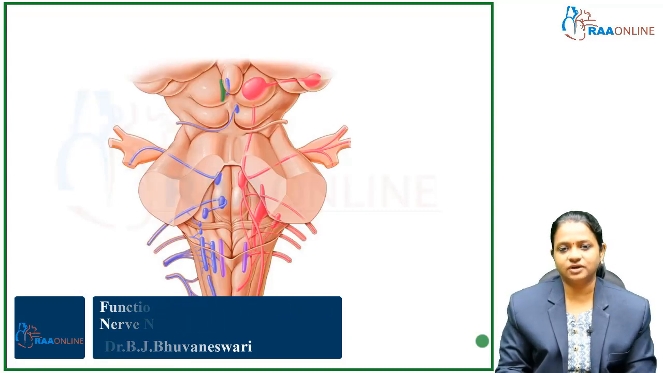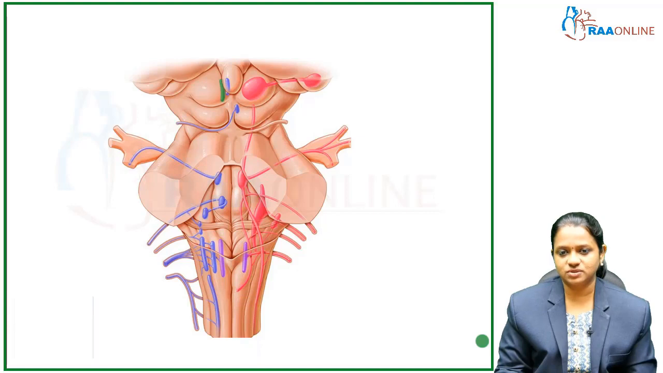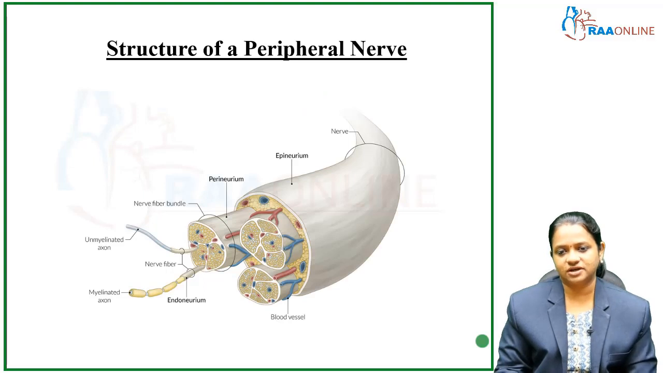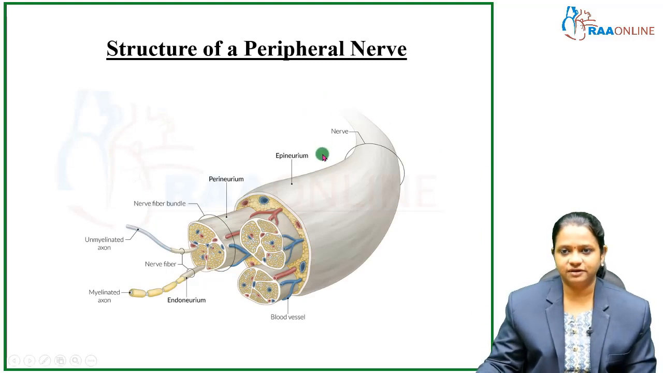The functions of cranial nerves and their associated nuclei is an important aspect of neuroanatomy. How do we describe the function of a cranial nerve? This is the structure of a peripheral nerve. This is what we see with our naked eye during our dissection. The nerve that we see is this.